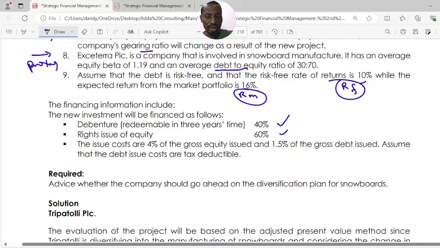Now, how do we solve this question? First things first, remember, there are 4 procedures you are going to carry out whenever you want to compute the adjusted present value. The first step is to calculate the base case NPV. You keep it on one side. The second step is to calculate the PV of the financing effect cash flow. Then step 3 is to calculate the adjusted present value. And the last step is to advise. And the examiner is asking you to advise whether the company should go ahead with the diversification plan for snowboards. So if that is the case, let's solve this question.